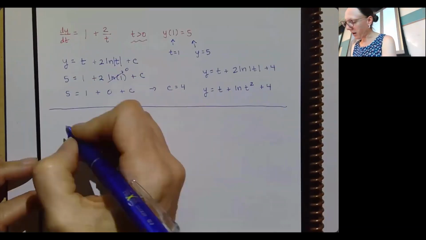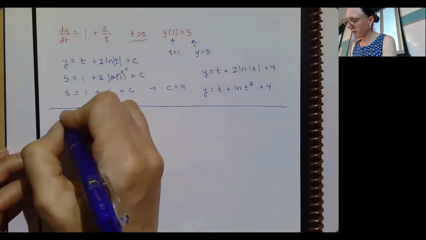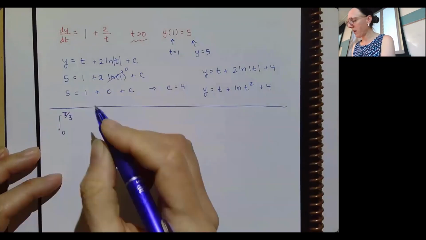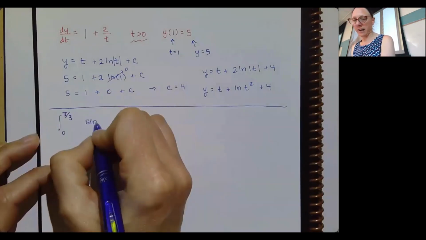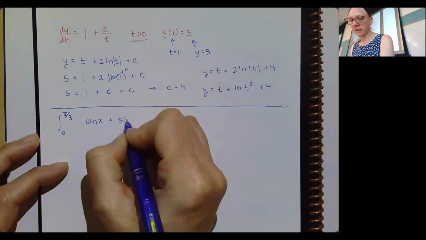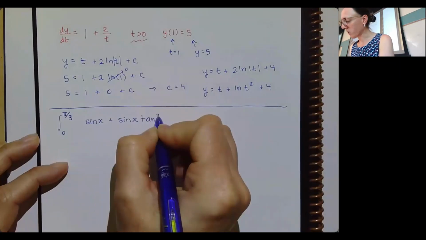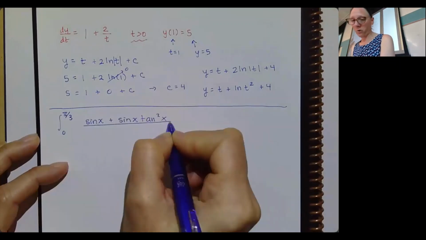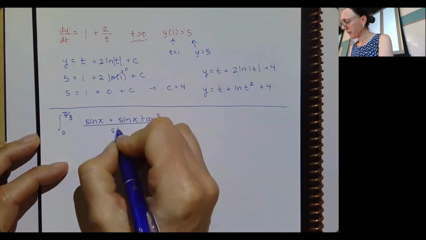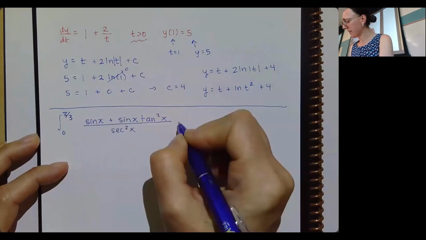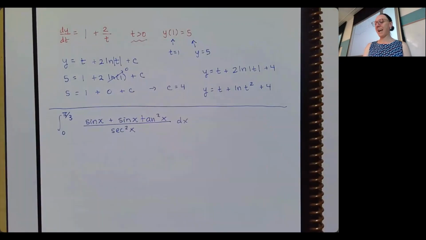So here we've got a definite integral from 0 to pi over 3. And what we have here is sine of x plus sine of x tangent squared x, whole thing over secant squared x dx. I am definitely not looking at that and knowing whose derivative that is. That is some trash. Not really.